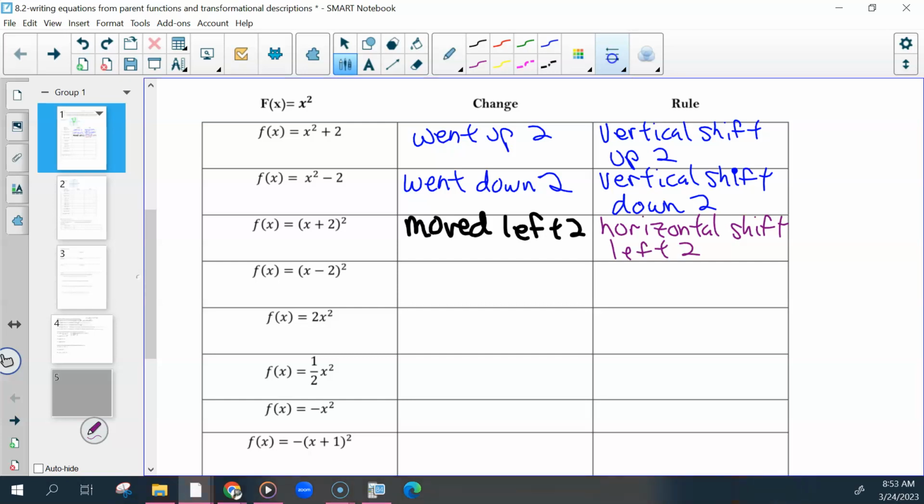So as we were talking about our vertex before, what's inside does the opposite. You would think it would move to the right 2 because it's plus, but it actually is opposite. It moved to the left 2. So same thing.